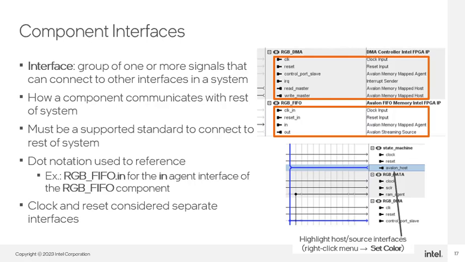Component interfaces are denoted using dot notation with the name of the component and the name of the interface. So RGBFIFO.in refers to the agent interface named in that is part of the component named RGBFIFO. Note that unlike component names, interface names are defined by the component and cannot be changed in the standard edition of the tool. The Pro Edition includes features that do allow you to change interface names even on off-the-shelf IP. Again, see the Platform Designer Pro Edition online training for details.